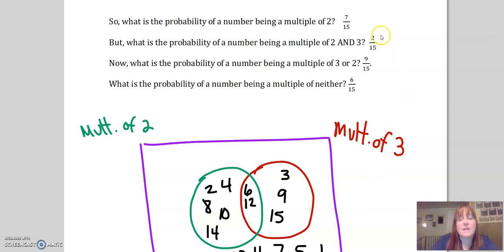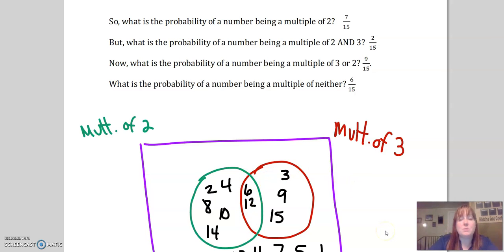What's the probability of being a multiple of 2 and 3? So that would be the things that are right here in the middle. So 6 and 12 are the only 2. So there's 2 favorable outcomes. 6 is a favorable outcome and 12 is a favorable outcome. So 2 out of 15.